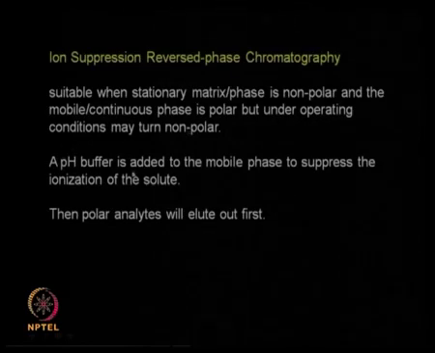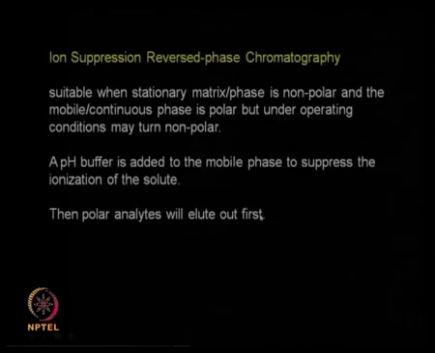So what do we do? We add a pH buffer so that the mobile phase is suppressed of ionization. By adding a pH buffer, we are preventing the ionization of the solute in the mobile phase, and then we are using a non-polar stationary phase. So what happens? The polar analytes will elute out first, and non-polar analytes will elute out later, because your stationary phase is non-polar, that is why you have the reverse phase. So the ion suppression is achieved by adding a pH buffer, which prevents the ionization of the solute, and then you have a reverse phase stationary phase, so the polar analytes will come out first.